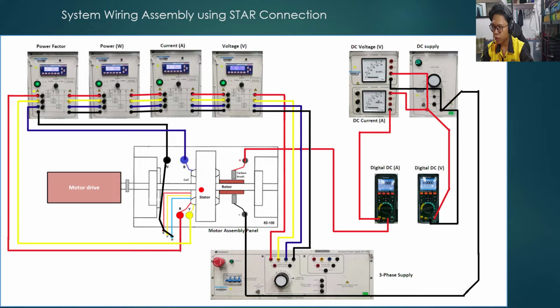From here, we can see that the star connection is made, where the RYB lines are connected to the stator, and there is a neutral line connected to the 3-phase. This is the star connection that we made at the stator, and we will see the output on the digital multimeter and the digital power meter.